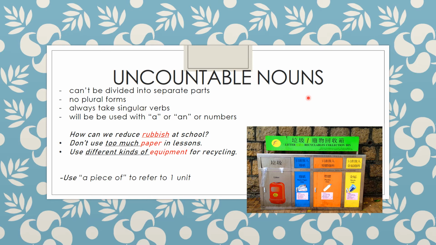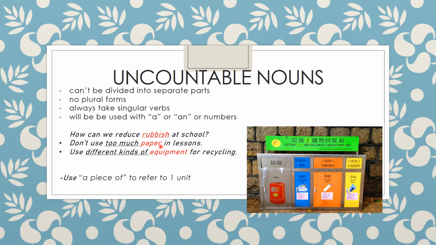They cannot be used with a or an or numbers alone. Let's look at these examples. How can we reduce rubbish at school? Rubbish is seen as a whole or a mass, so it is uncountable. So as the word paper in the second example, don't use too much paper in lessons.